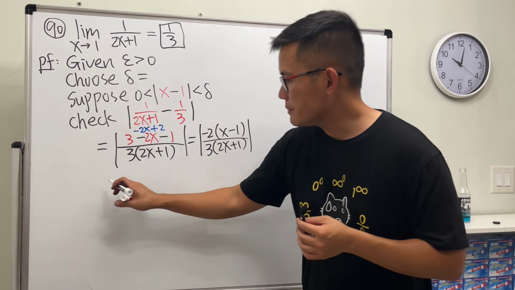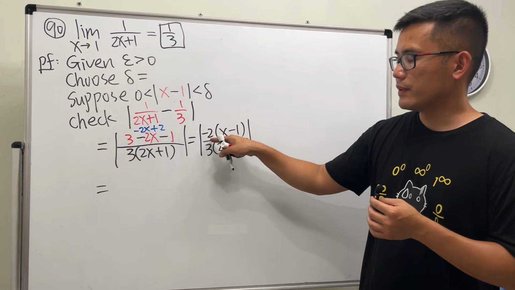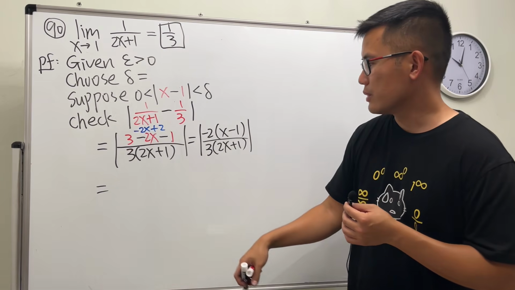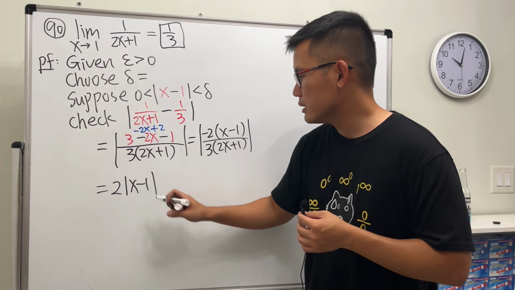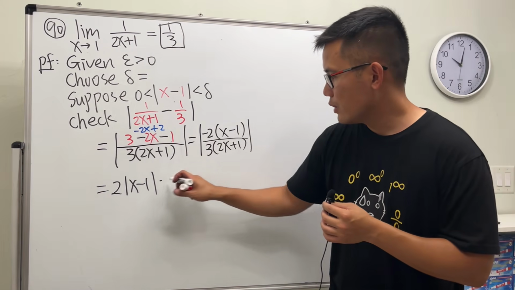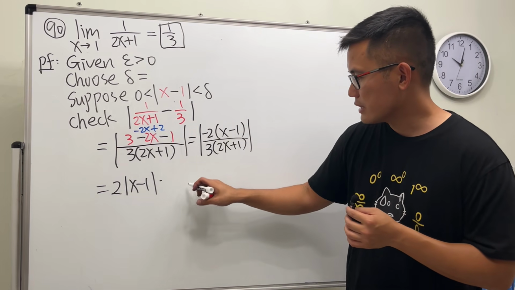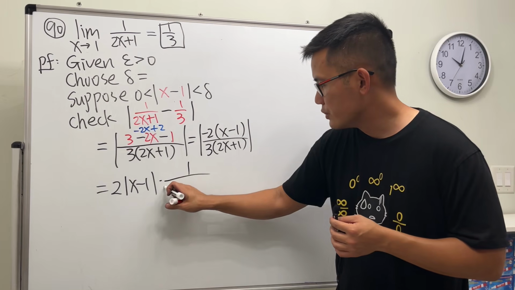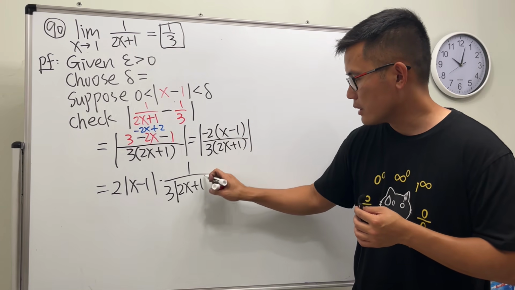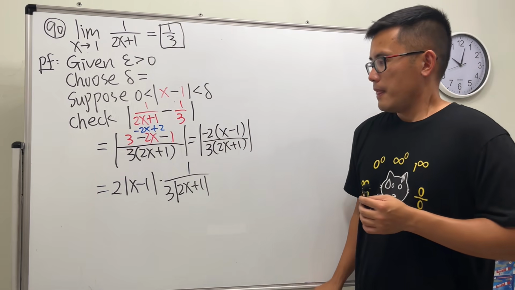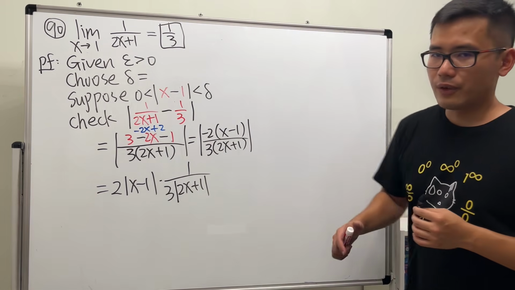Now, break this apart. Absolute value of the top and the absolute value of the negative 2, just 2. So we have 2 and the absolute value of x minus 1. And then we have this on the bottom. Put the 3 on the outside, so 1 over 3, and then absolute value of 2x plus 1. That's the algebra that we have so far.